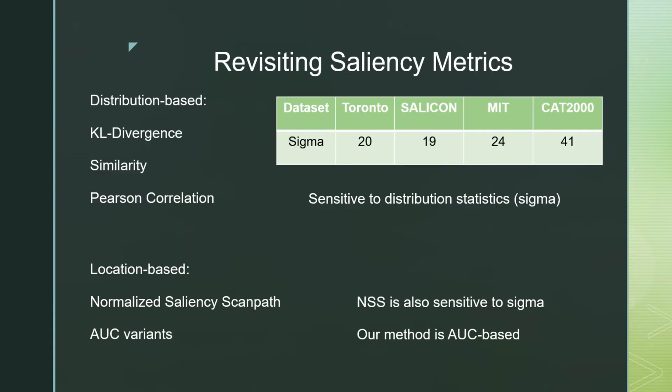Saliency metrics can be roughly grouped into distribution-based and location-based. From this table, we can see that each saliency dataset may choose a different sigma value in the Gaussian filter to build density maps. And distribution-based metrics rely on such distribution statistics, so they can hardly evaluate saliency across datasets. Normalized scanpath saliency (NSS) and AUC variants are the most common location-based metrics. But our experiments show that NSS is also sensitive to the sigma value. AUC-based is relatively robust in this scenario, so our method is AUC-based.